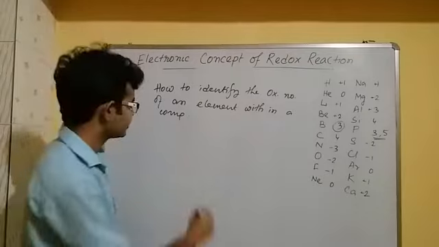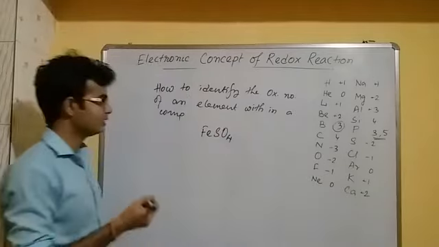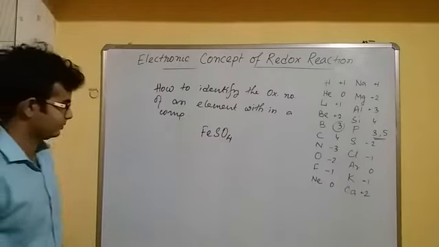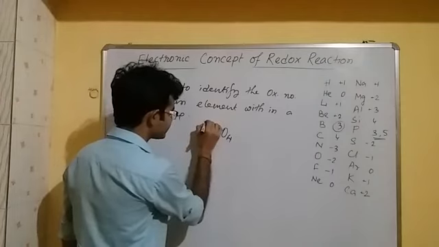Achha. Suppose it is given FeSO4. Now, you have to identify the oxidation number of iron.